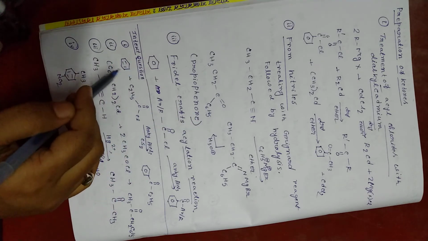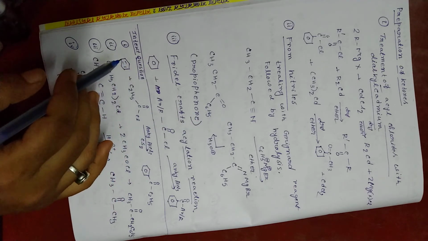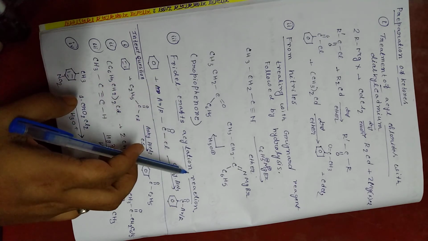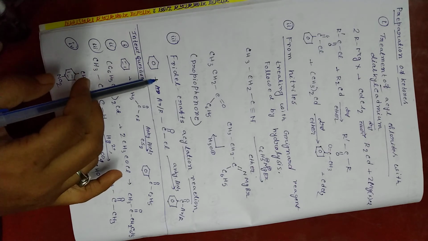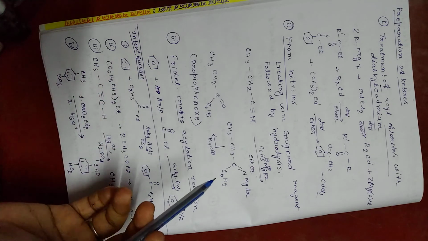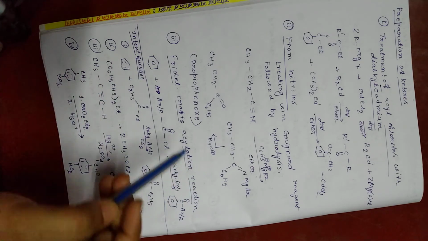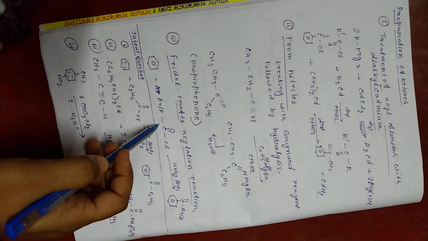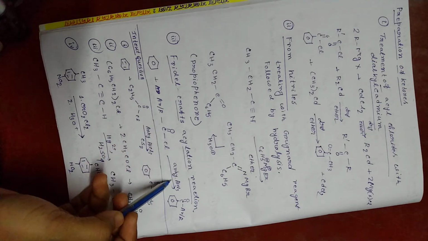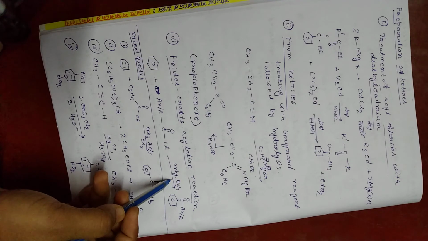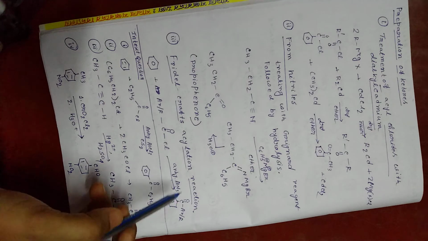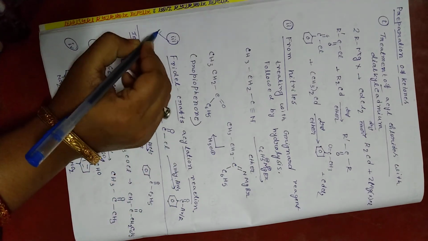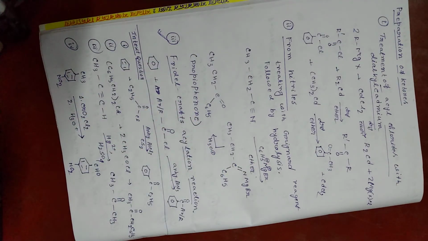Next, an important ketone formation, that is the Friedel-Crafts acylation reaction. In this Friedel-Crafts acylation reaction, when benzene or substituted benzene is treated with acid chloride in presence of anhydrous aluminium chloride, then we get the corresponding ketone. So this is also one important name reaction, the Friedel-Crafts acylation reaction.